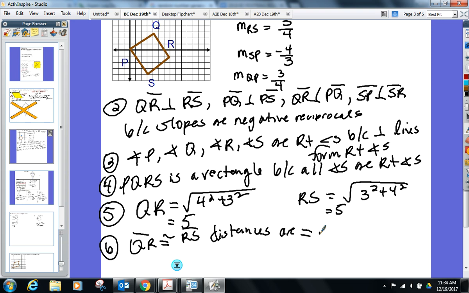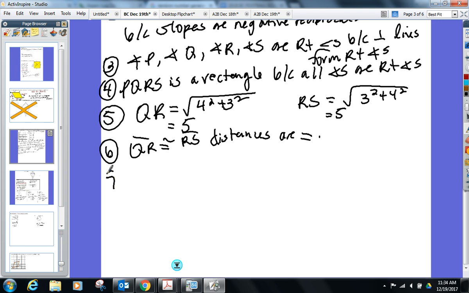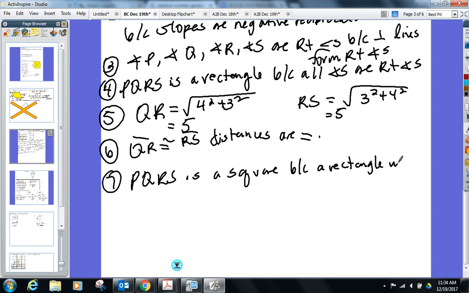And now what do I finally, in step 7, have in my hands? A square. PQRS is a square. Why is it a square? What did we show it was first? A rectangle with 2 consecutive congruent sides implies a square.